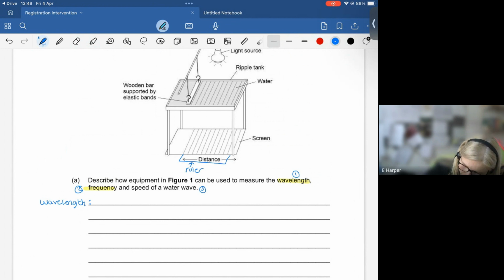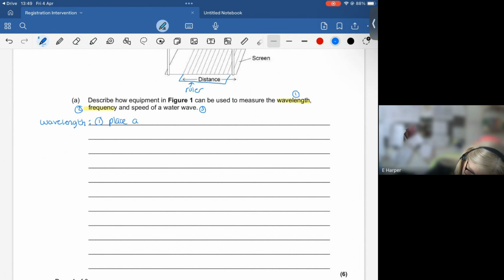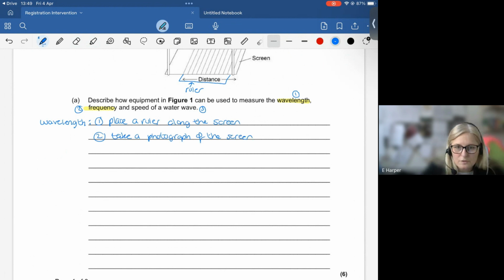So let's just talk through what we've done. So imperative verb. So number 1, place a ruler along the screen. Okay, so have you said anything about measuring the distance? Number 2, take a photograph of the screen. So now we have a photograph with distance on it.